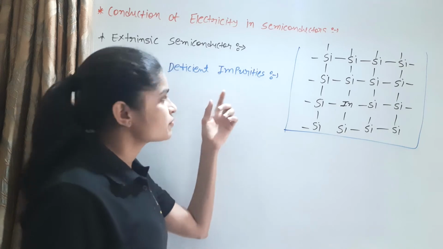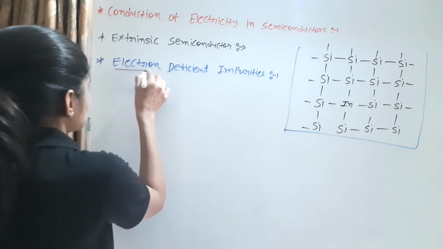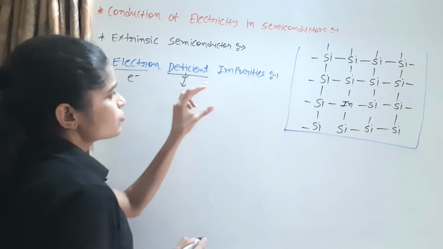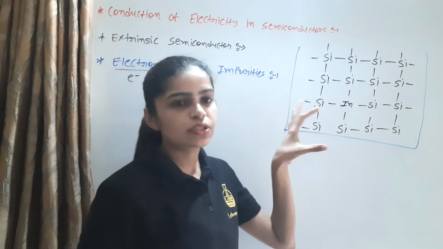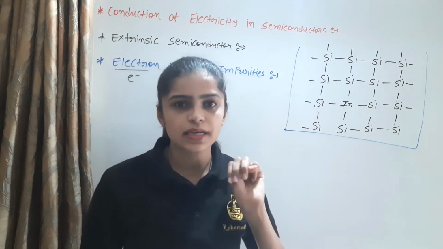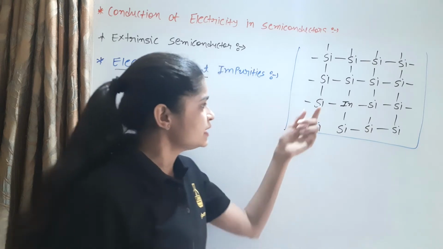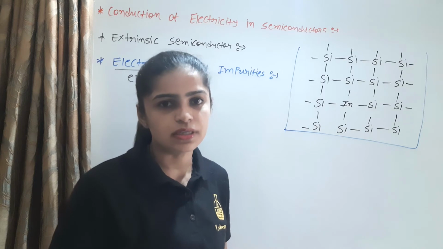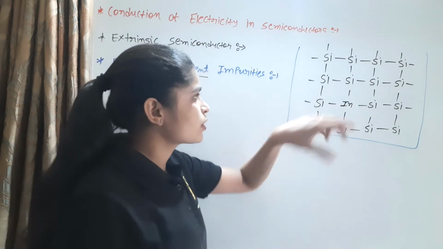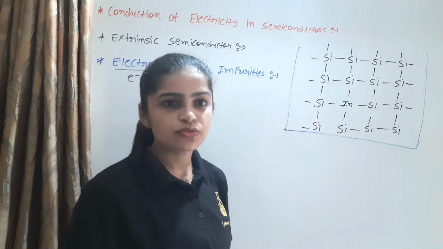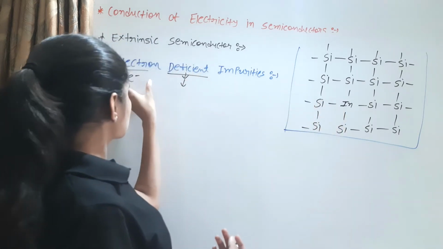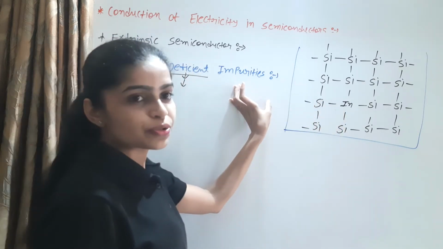Next, electron deficient impurity. Deficient means electrons are less. For example, this silicon crystal doped with a 3 valence electron element, for example, indium. Indium is in group 13 and its valence electron count is 3, whereas silicon is in group 14 and its valence electron count is 4. So the doping material has fewer valence electrons, so it's known as an electron deficient impurity.